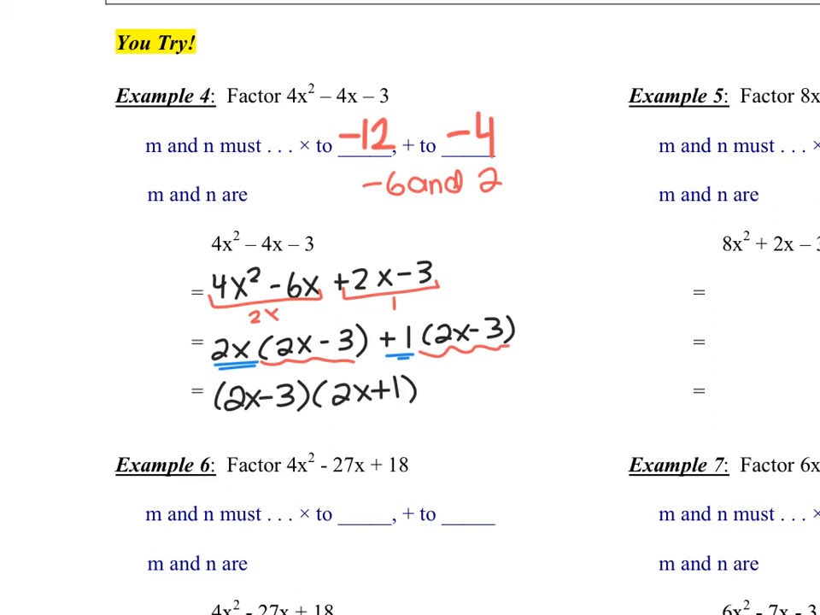Okay, if you made a mistake, check to see where you made your mistake. Were your magic numbers wrong? Did you factor out incorrectly?